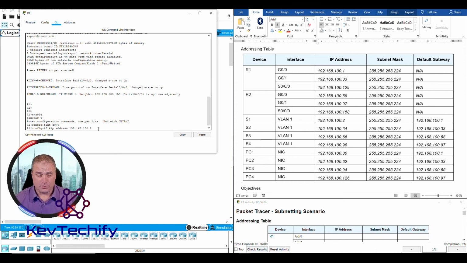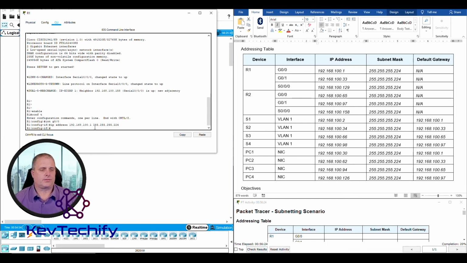192.168.100.1. And because we are setting an IP address, we also need to specify the subnet mask. Our subnet mask here is 255.255.255.224. Go ahead and do that. And we have to turn on the interface so our devices can connect to that. Once again, the command to turn it on is no space shutdown.